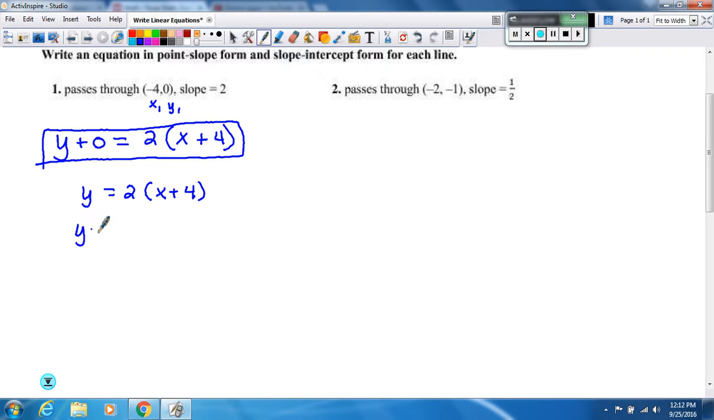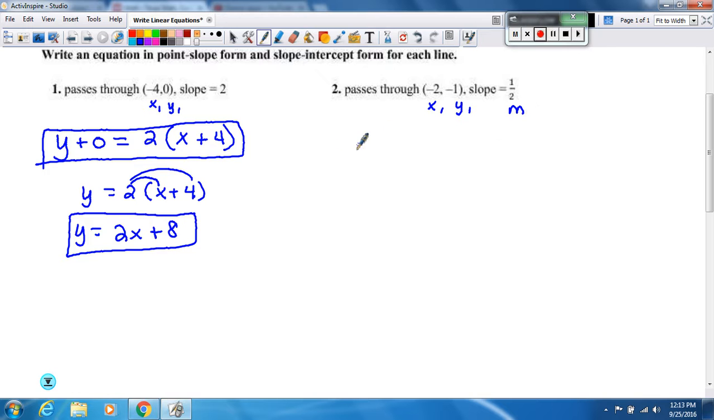So I've got y equals 2 times x is 2x. And 2 times 4 is positive 8. So that's the same equation in a different form, the slope-intercept form. Okay, so for this one, I have x sub 1 and y sub 1. And remember, this is m. So I've got y, and the opposite of the y they give you, the opposite of negative 1 is positive 1, equals m, your slope, 1/2. And x, the opposite of the x they give you, the opposite of negative 2 is positive 2.